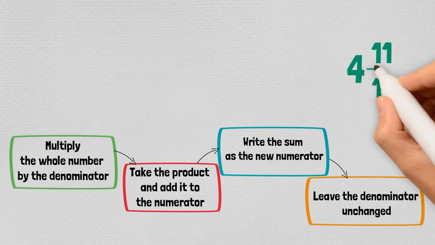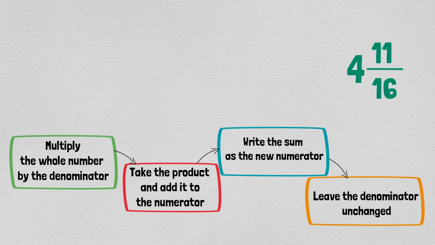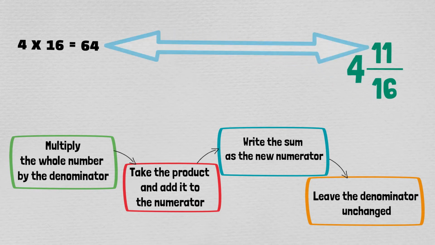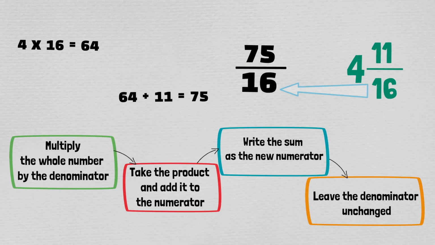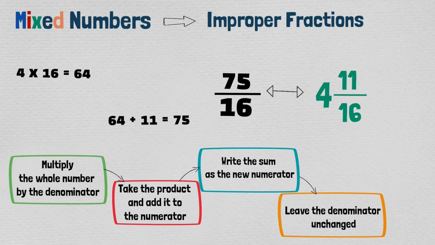Let's do another example. 4 11/16. First, we take the whole number 4 and multiply by the denominator 16. 4 times 16 equals 64. Second, we take the product 64 and we add it to the numerator 11. 64 plus 11 equals 75. Third, we use the sum 75 as our new numerator and we keep the old denominator 16 unchanged. 75/16.